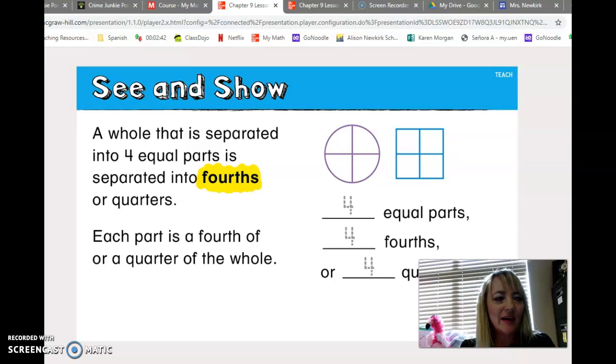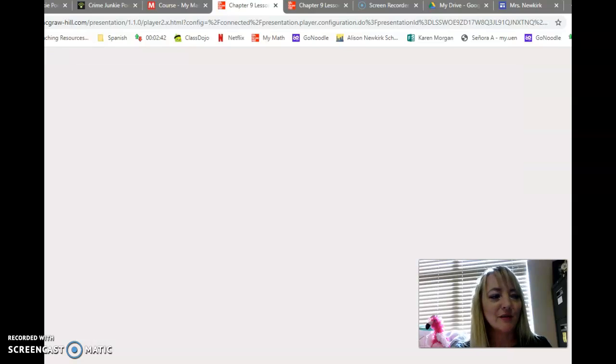Okay, a whole that is separated into 4 equal parts is separated into fourths, or you could also say quarters. Each part is a fourth or a quarter of the whole. So here you have a circle separated into fourths, or 4 equal parts, or quarters, and a square into 4 equal parts, into fourths, or 4 quarters. So just trace those fours.